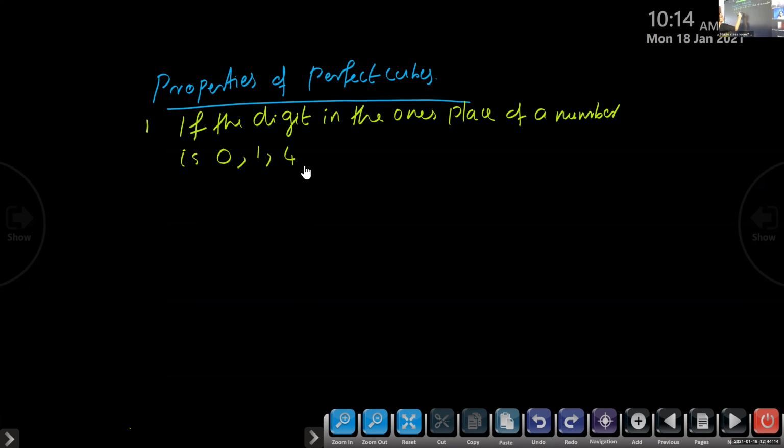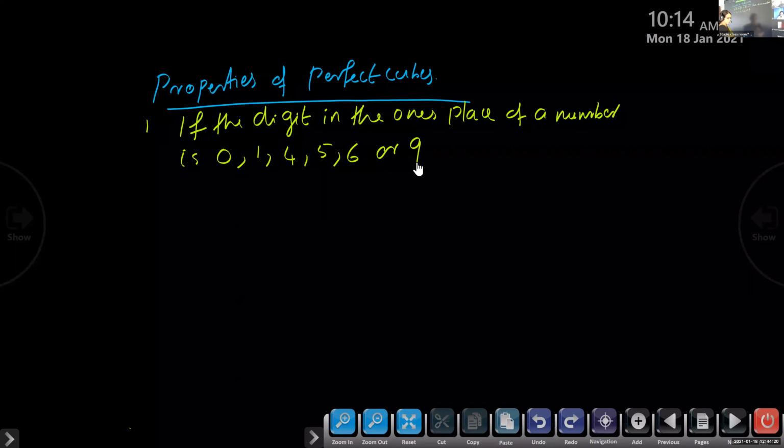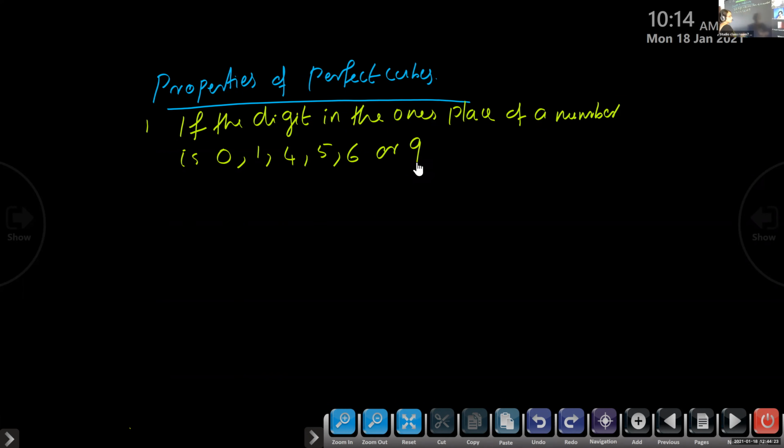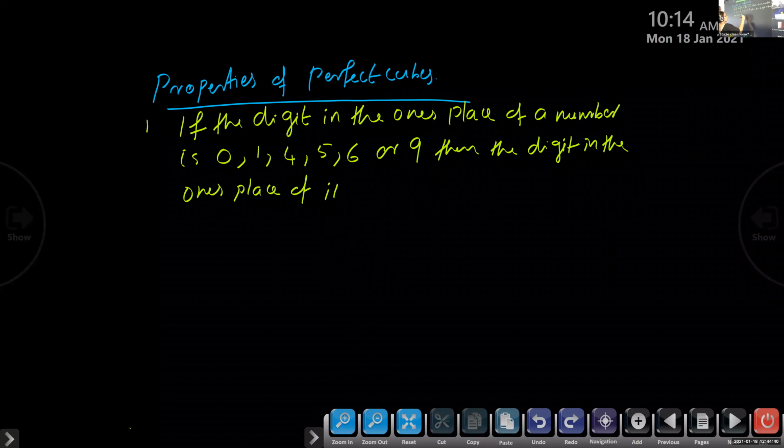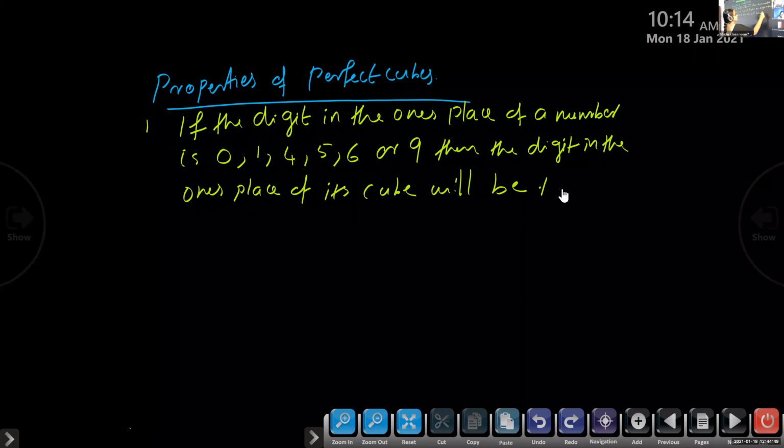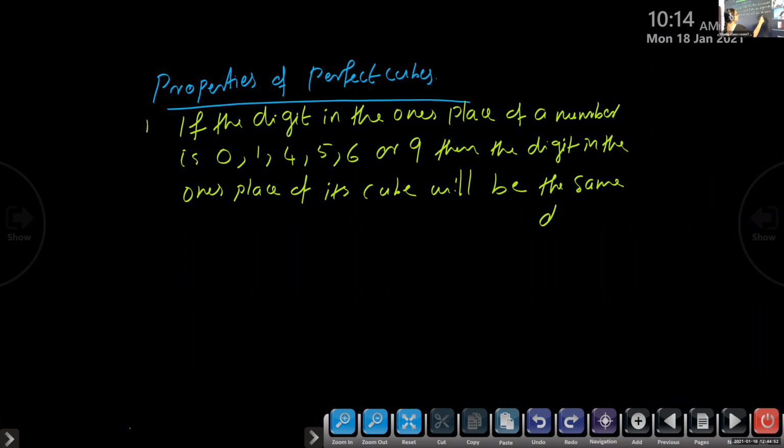is 0, 1, 4, 5, 6 or 9, then the digit in the ones place of its cube will be the same digit.